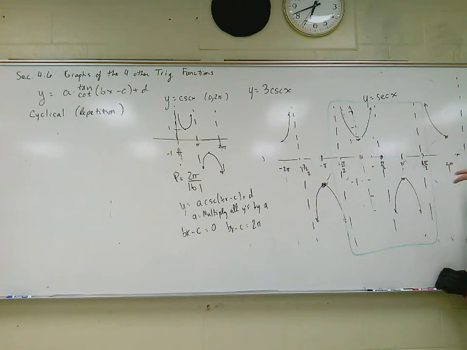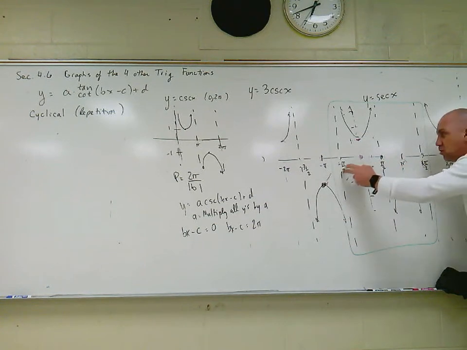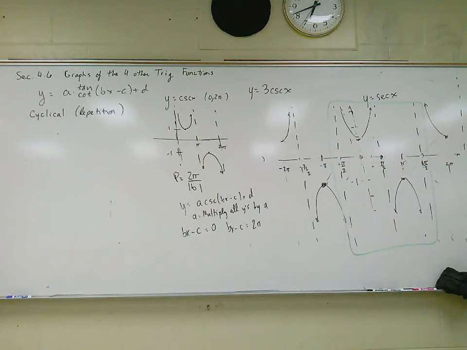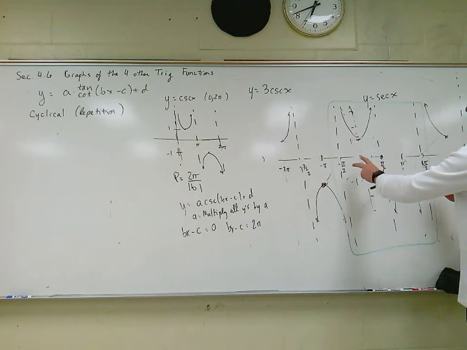Where is this going to become a difficulty, do you think? What might be a pain about this start and this end? The phase shift. Because you have to set bx minus c equal to negative pi over 2 and bx minus c equal to 3 pi over 2. But that's how I would do it, because that's the picture that you want to repeat.